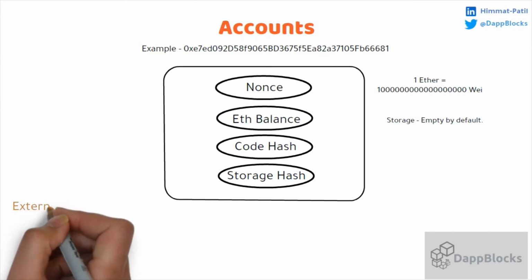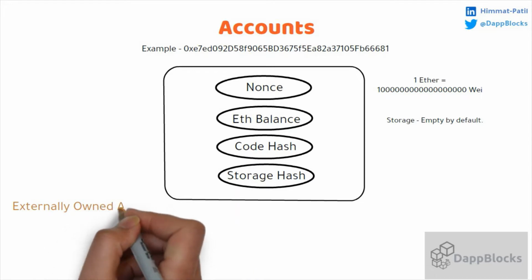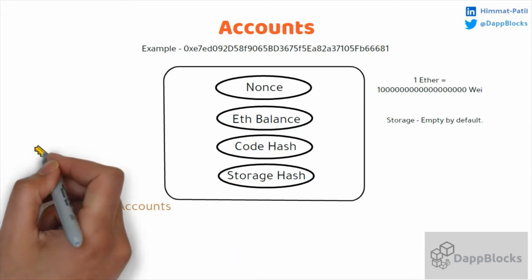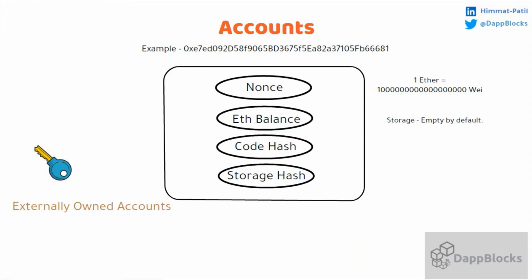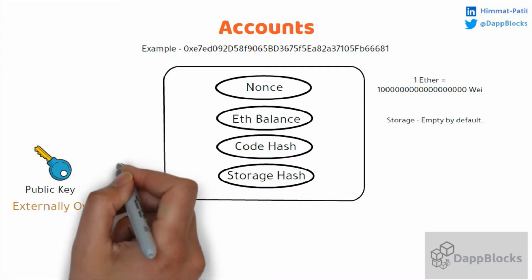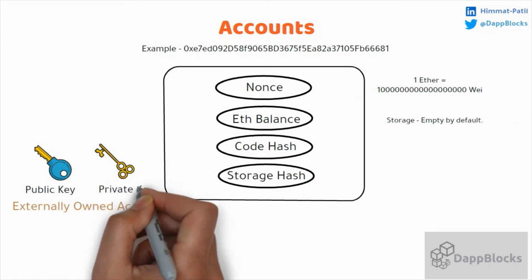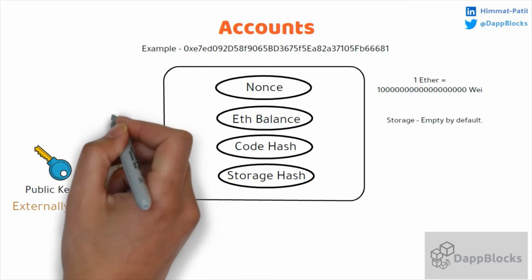Let's go back to Ethereum accounts. There are two types of account in the Ethereum network: externally owned account and contract account. An externally owned account has a cryptographic pair of keys, public key and private key, and the account is controlled by the private key. Public key is available to others, whereas the private key is always with the account owner.